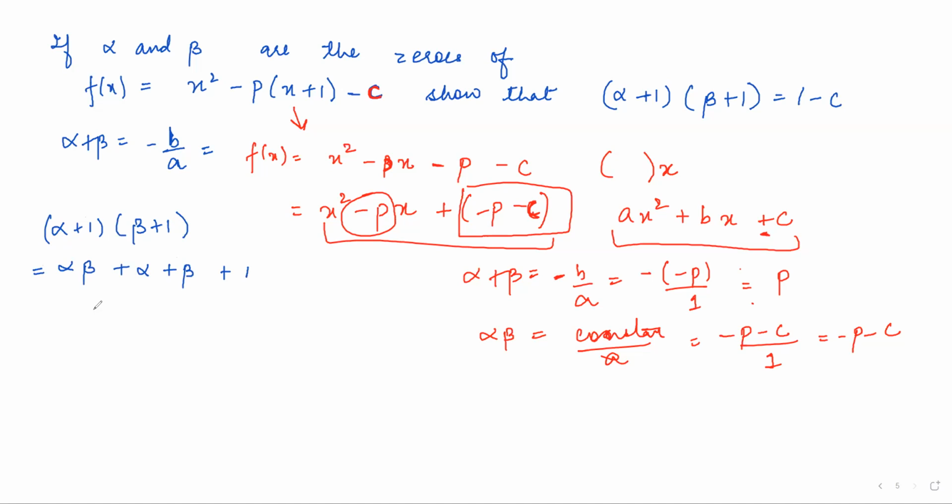Yes. Okay. So now put the value of alpha plus beta, alpha beta here. So alpha beta is minus p minus c, right? Plus. So can I write alpha plus beta value here, which is p, and then you have a 1, so plus 1. Now this p will get cancelled out. It is minus c plus 1 or equal to 1 minus c. So proved. Yes?